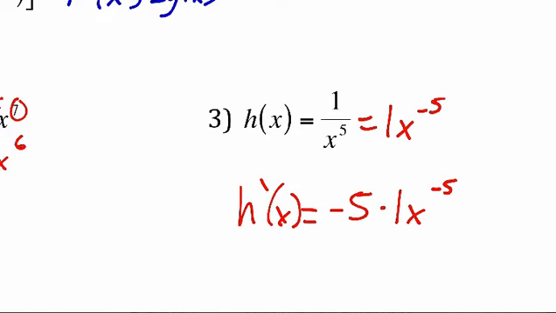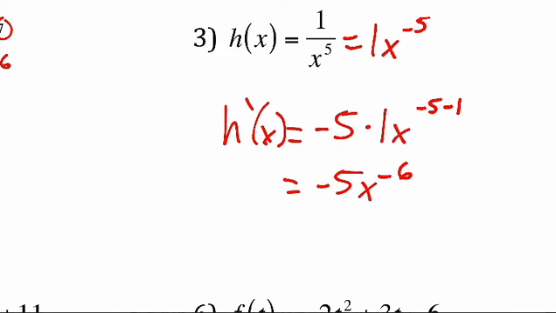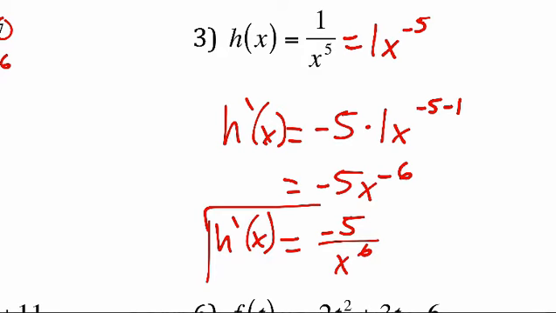I'm going overboard here. You do not show this every time, but it's going to be negative 5 minus 1. So we got negative 5 times 1 is negative 5. X to the negative 5 minus 1 is negative 6. Now, we started off with something as a fraction. We converted it to a negative exponent. We're going to do something similar here, so we're going to end up doing negative 5 over x to the positive 6. We're just undoing what we did. So h prime of x equals negative 5 over x to the 6th.